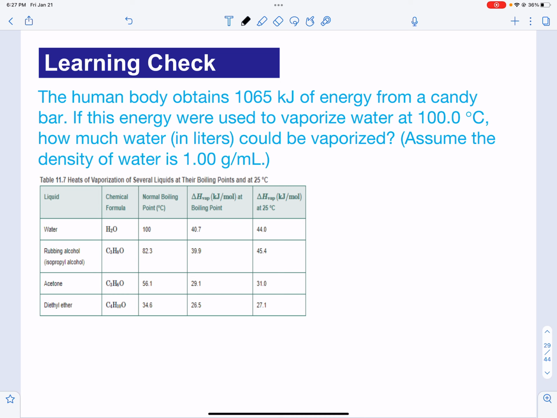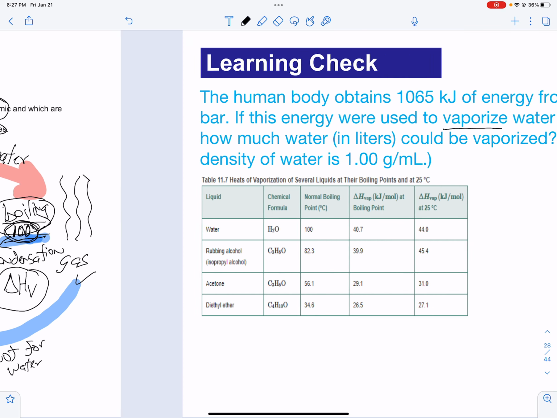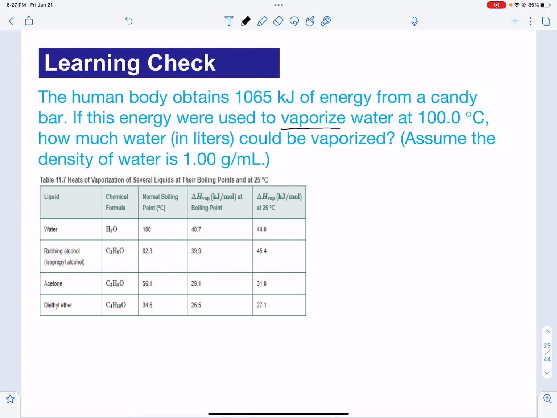If this energy were used to vaporize water at 100 degrees Celsius, so I'm exercising and consuming energy, and we are assuming that amount of energy is vaporizing water from my body, basically like sweating, not exactly like that, but like that. And vaporize means going from liquid to gas. So that's boiling, and we're going to need the enthalpy of vaporization. How much water could be vaporized based on that energy?